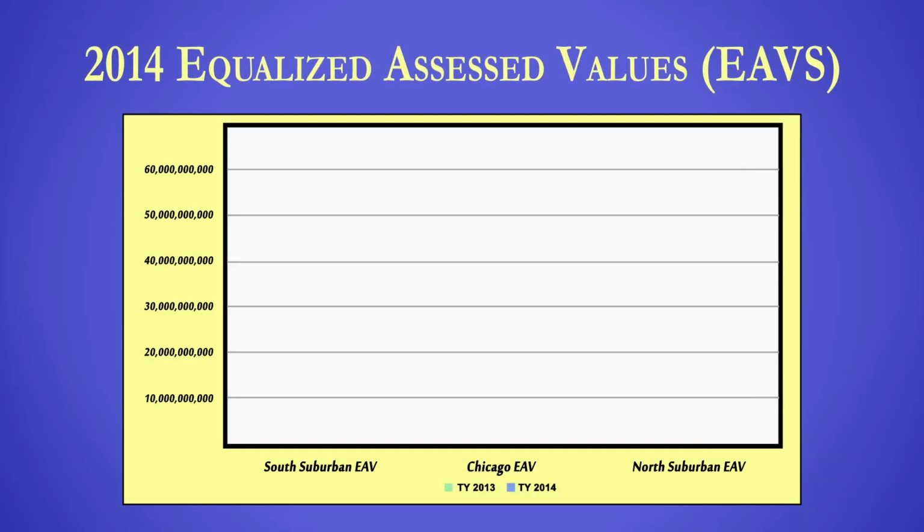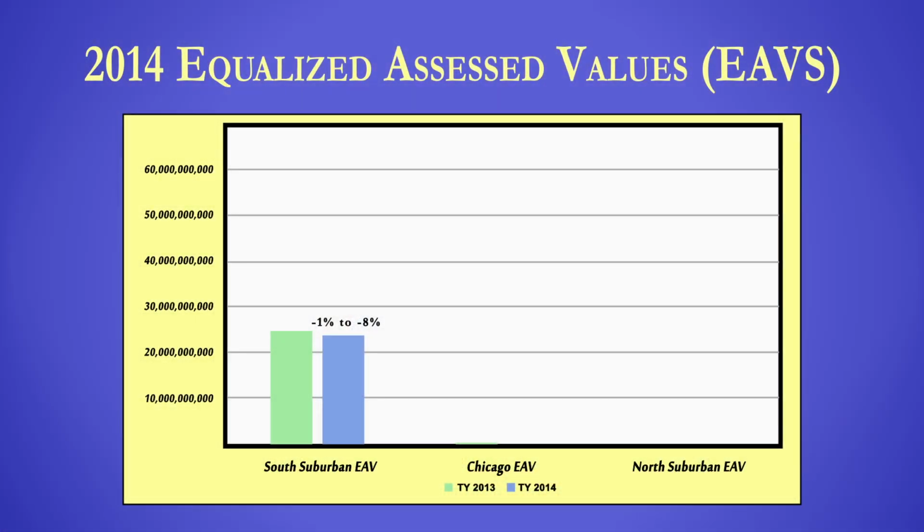You can see that in the southern suburbs, equalized assessed values decreased 3.2%. This is primarily due to the reassessment done by the Cook County Assessor's Office for 2014 in the southern suburbs. So the assessor brought property values down in the southern suburbs, which counteracted the effect of the equalization factor increasing.